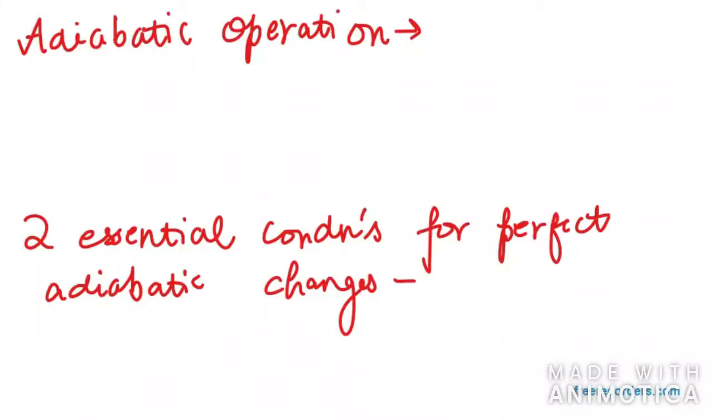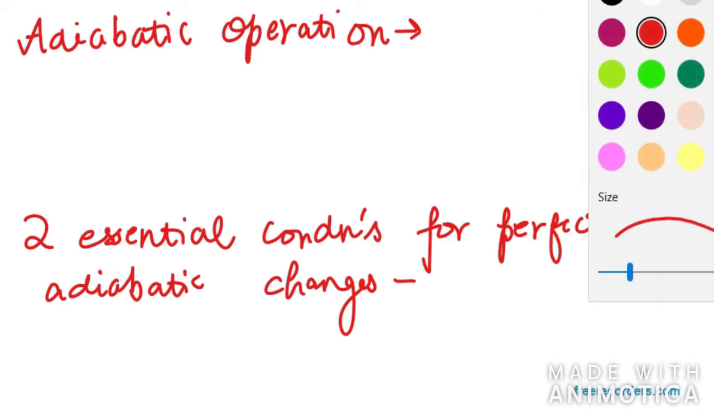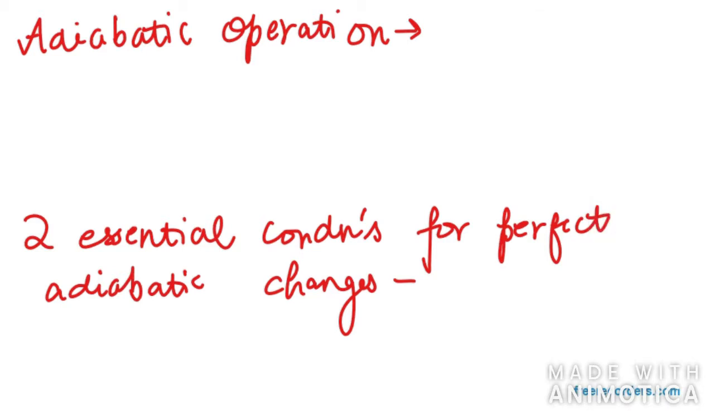Now let's start with adiabatic operation. In the adiabatic operation, we have a change in pressure and volume of a gas, and in this case we have a temperature change as well. So three things are changing here, that is pressure, volume and temperature as well. Then only we can consider it as an adiabatic operation.